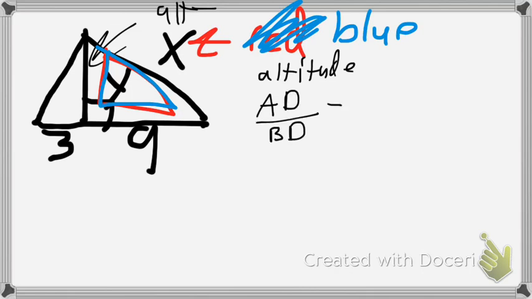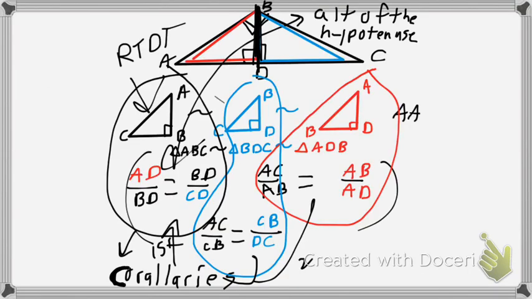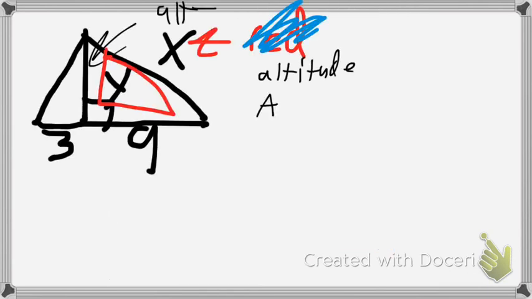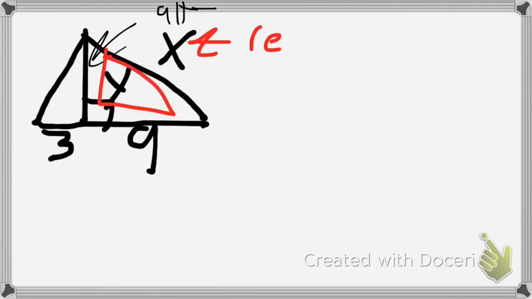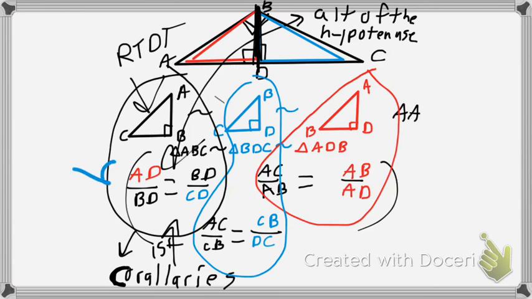So we have AD over BD equals BD over CD. Now I know I'm going to flip back and forth a couple times, but I just want to show you that is right here what we're looking at. Okay? AC over CB equals CB over DC. Okay? And that's the altitude one, sorry. AD over BD, this is right here. This is where we find the altitude.